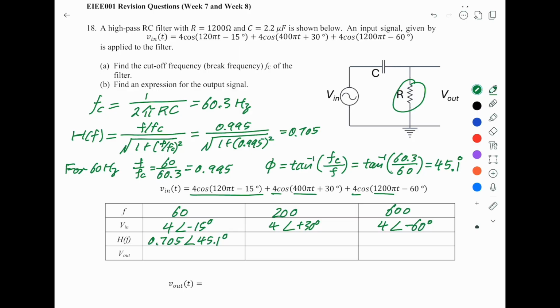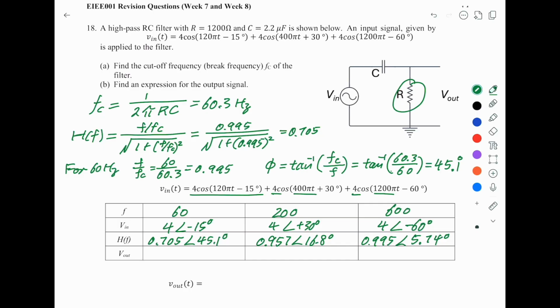Now you can follow the same procedure for 200 Hz and 600 Hz. For 200 Hz, the transfer function is 0.957 and the angle is 16.8 degree. For 600 Hz, the transfer function is 0.995 with an angle 5.74 degree. Now we apply the transfer function to the input signal term by term.